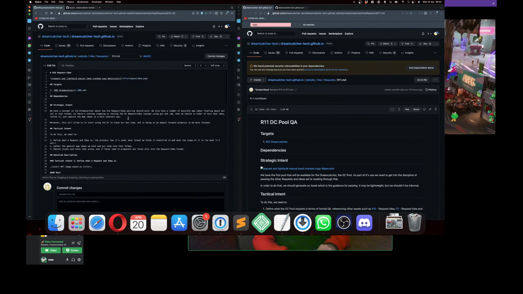Yeah, so I would say that tactical intent 1 is define what a request and idea is, as well as any sub concepts in the dictionary. So that means that's an update to the dictionary and the creation of entries in the dictionary. Yeah. Yeah. Okay.